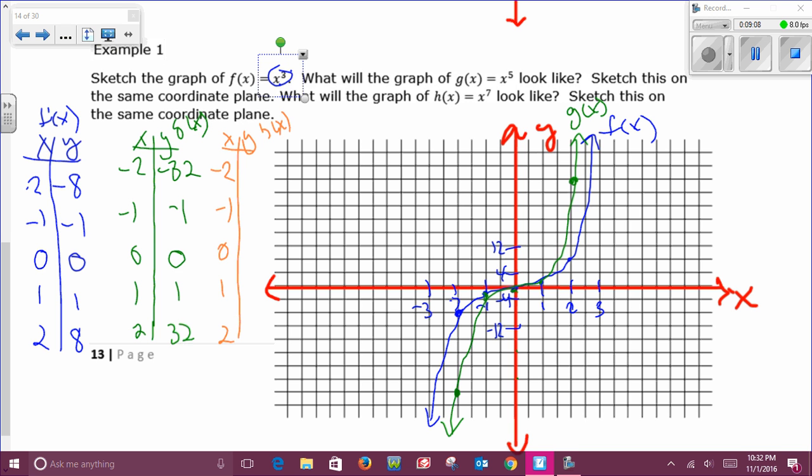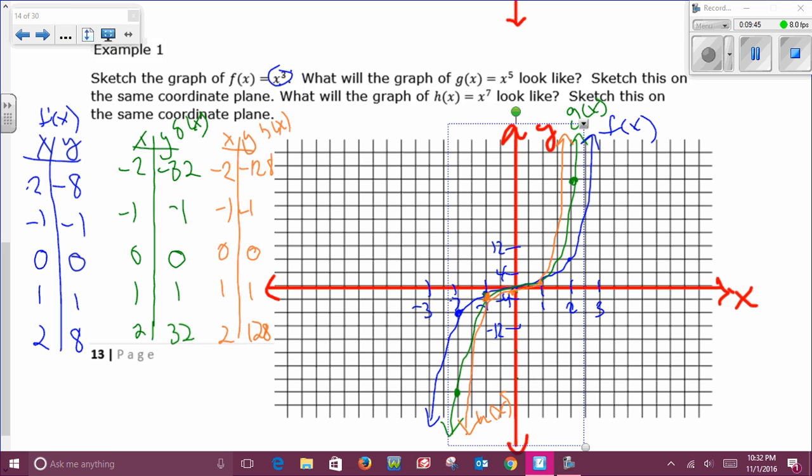If I plug in negative 2 to the 7th, I'll get negative 128. And then negative 1 will be negative 1, 0 is 0, 1 is 1, and 2 is 128. Well, I'm not going to be able to graph that one. But I know that these 3 points still remain the same. But at negative 2, it has to be really, really steep. And that is h of x.